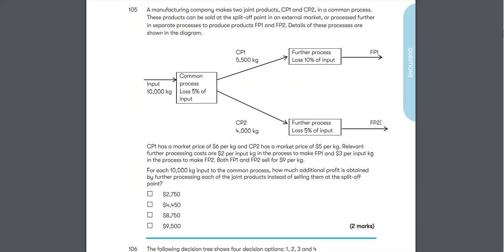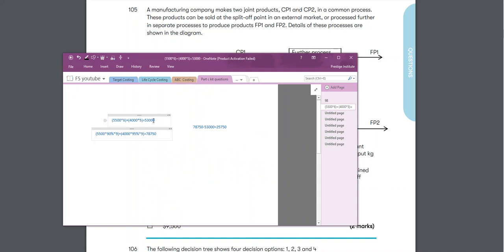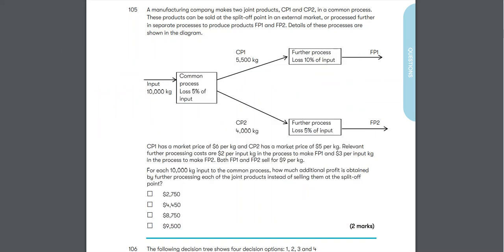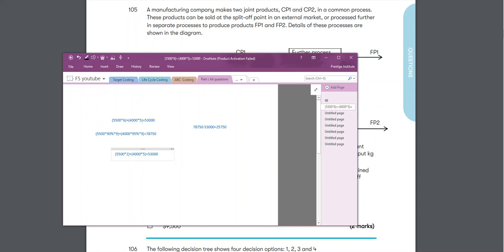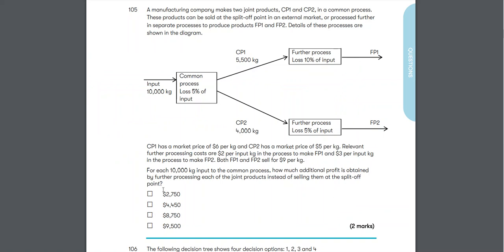In process P, 3 per input kg. Okay, this is 2 for FP1 and 3 for FP2. So the relevant cost is 2 here, 2 and 3 here. Incremental cost that we are incurring is 23,000. So 25,750 minus 23,000 becomes 2,750. This is the incremental benefit of further processing, which is A.